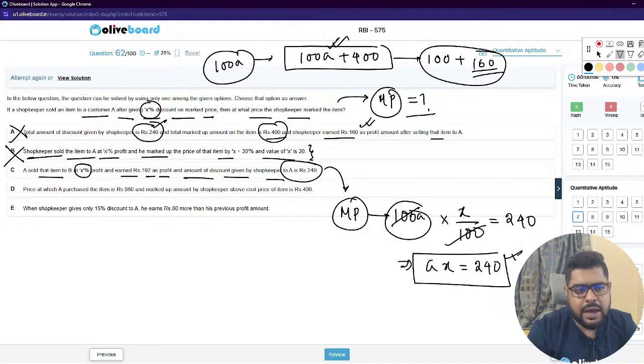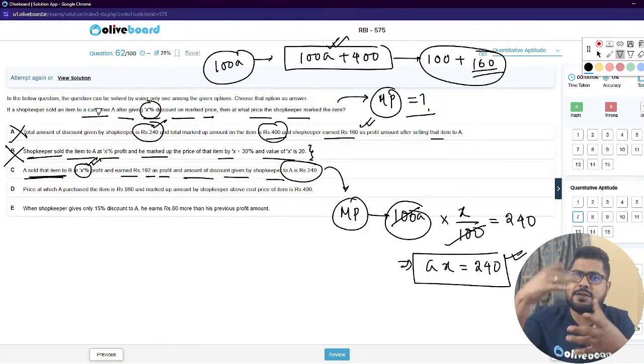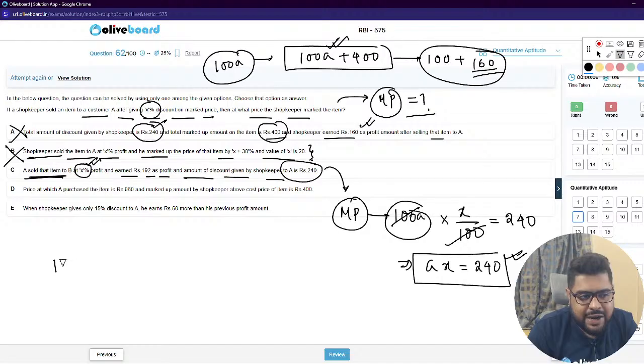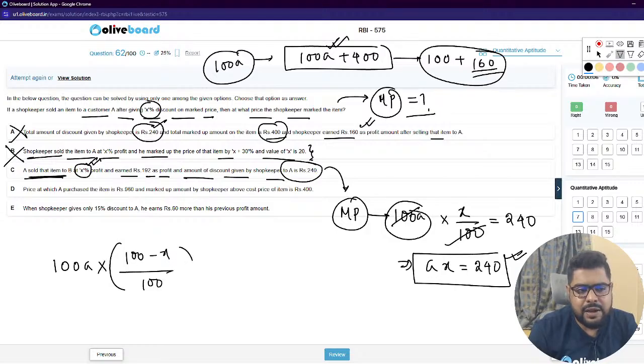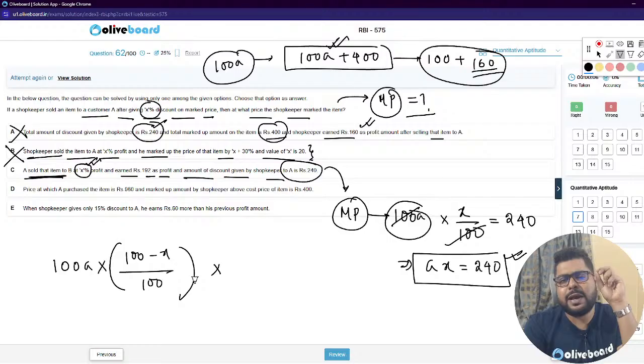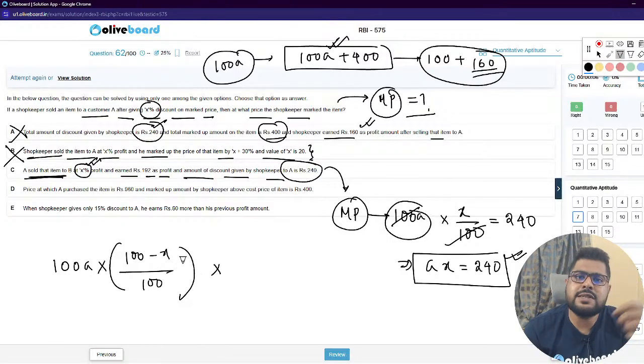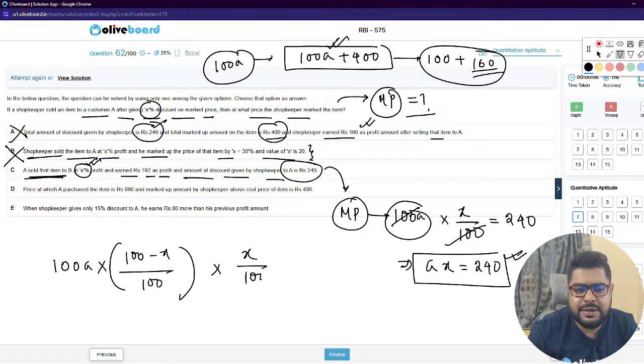Okay, sir. Another thing, X% profit. But for that, A has sold the item to B. So first A needs to purchase. This is where A is the customer. A is purchasing. So 100A. He is purchasing at a discount of X%. So that is 100 minus X by 100. Now this is the CP for A. This is at what price A has bought it. Now on top of this, he will make an X% profit. So profit is X by 100. That is 192, sir. So let's calculate this. 100 gone.